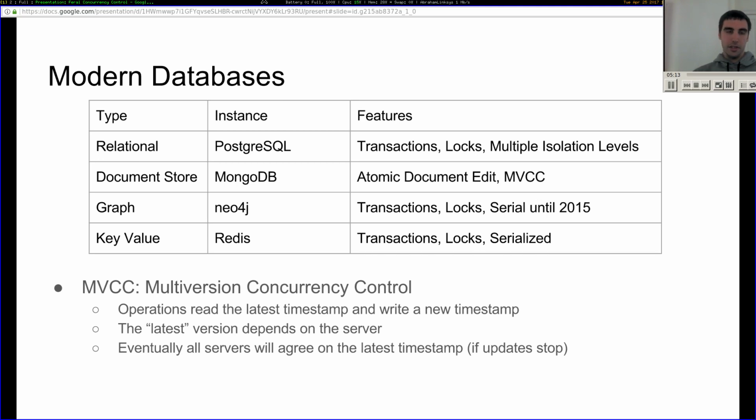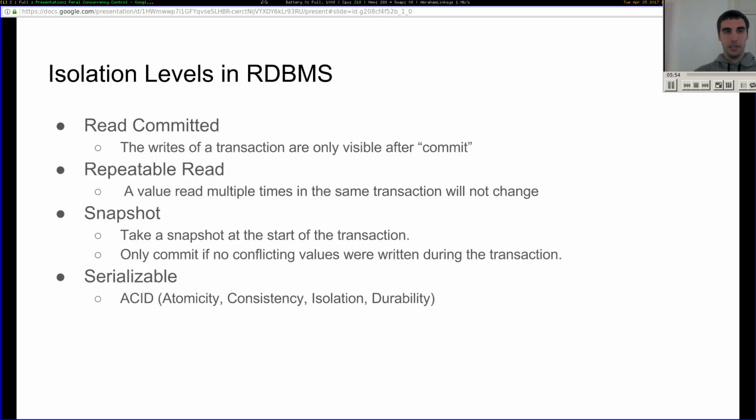Some other things to look at are graph databases. Neo4j also supports transactions and locks, but up until 2015 it actually executed all those transactions sequentially, so there was no issues in concurrent access. And then another NoSQL database type is key value stores. Redis is one example of that, and it also has transactions and locks, but it executes those transactions serially, and that turns out to be fine for Redis since all the operations are so simple. You're just looking at particular keys. Doing it sequentially turns out to be fine for performance.